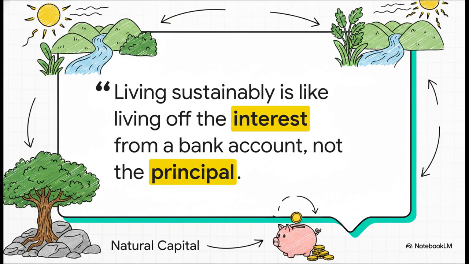And this brings us to what is maybe the most useful analogy in all of environmental management. Just think of our natural capital as a giant savings account. Living sustainably means you're living off the interest. You know, the clean water, the new forests that grow back, without ever touching the original money, the principal. The second we start draining that principal, we're bankrupting the future.